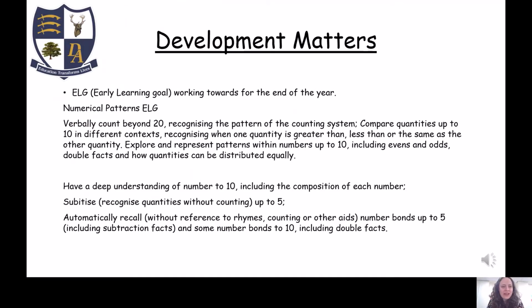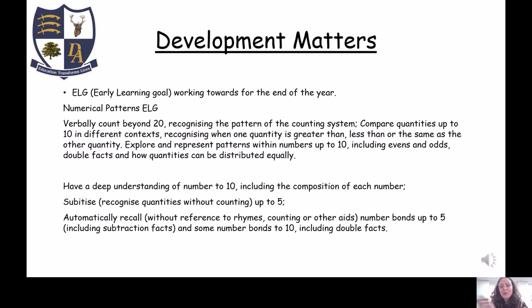So we follow a curriculum called Development Matters. It's Development Matters, but some parts of it are also known as Birth to 5. So we're concentrating on the Development Matters part of it. At the end of the year, they all work towards something called the Early Learning Goals. This is not where they should be working at this current moment in time, but these are the end goals for next summer. There are two parts to it.